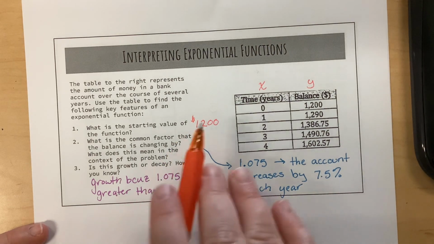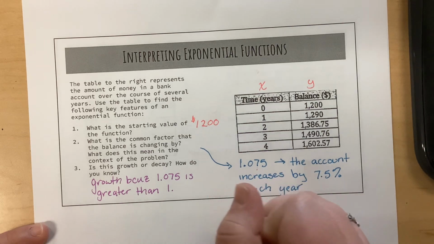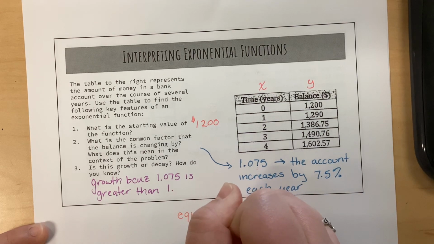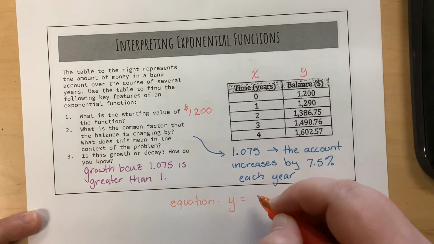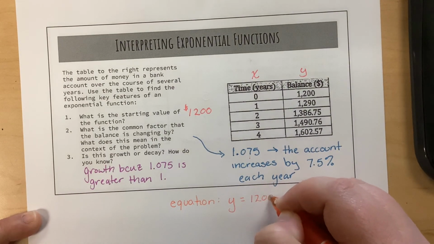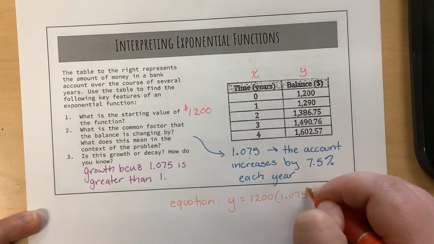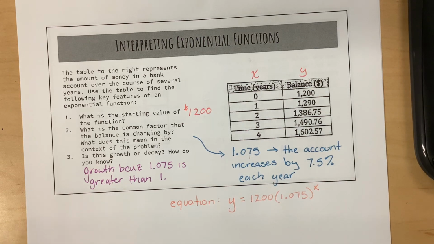So if I have a starting value of 1200 and this is my common factor, that means that my equation is just y equals 1200 times 1.075 to the x. That's it. That would be the equation.